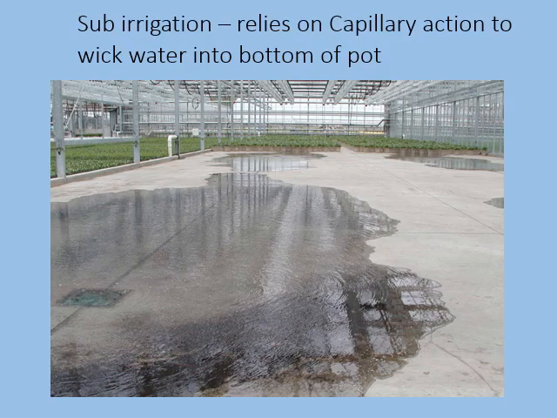So sub-irrigation, I mentioned this when we talked about capillary action. This is a concrete flood floor, and water comes up through these grates, and it soaks into the bottom of the pots, irrigating the crops from below. This is a great way to get uniform irrigation. And for crops that don't like water on the leaves, it can cut down on disease. Or if your crop's flowering, you don't have to worry about getting water on the blooms, which can cause botrytis. So sub-irrigation is a fantastic thing.